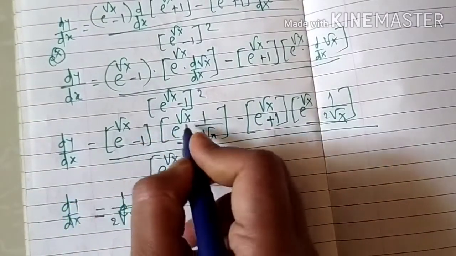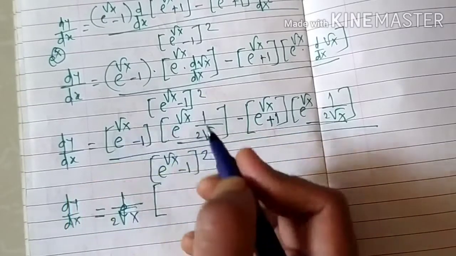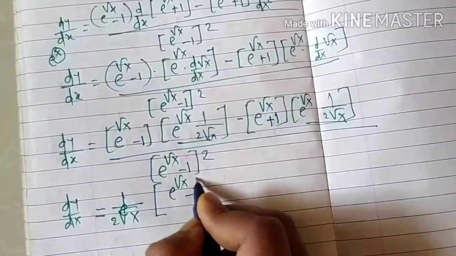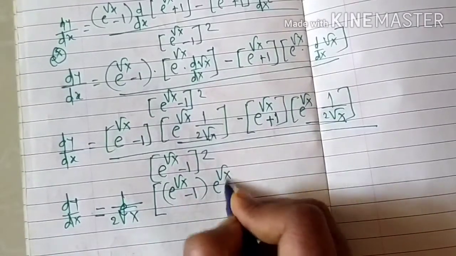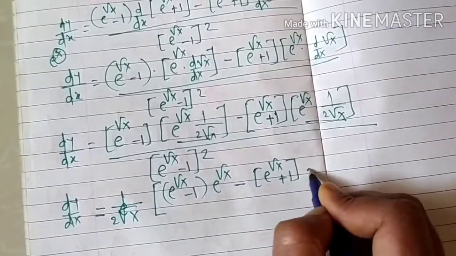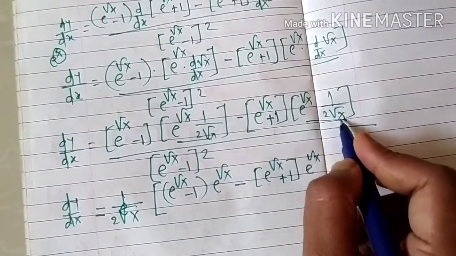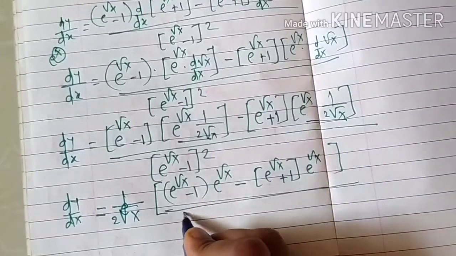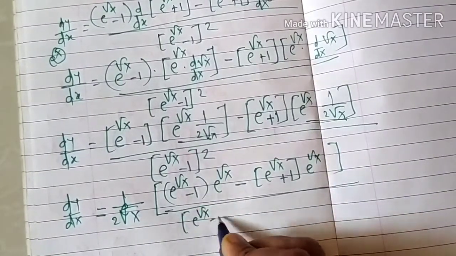then multiply this e raised to root x into e raised to root x. When we take this outside, what is remain, (e raised to root x minus 1) into e raised to root x minus (e raised to root x plus 1) into e raised to root x. We have taken this and this as outside, and divided by denominator square means (e raised to root x minus 1) square.